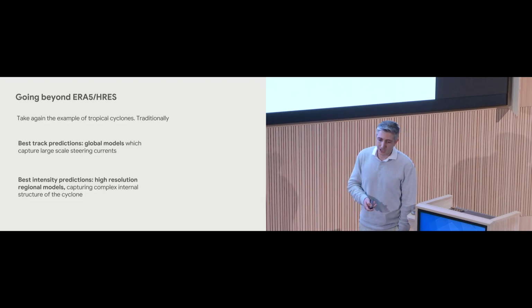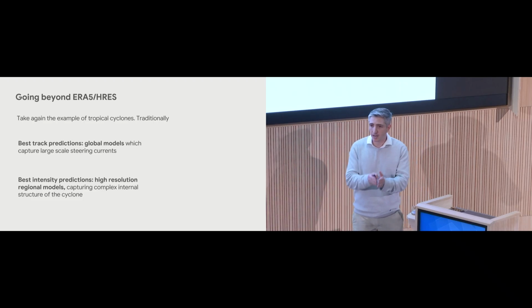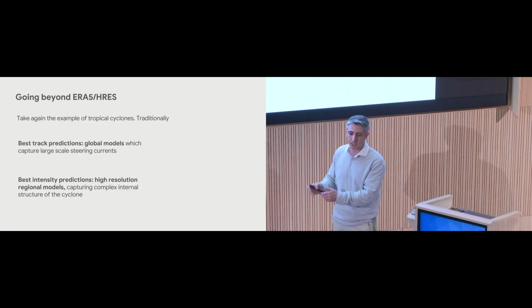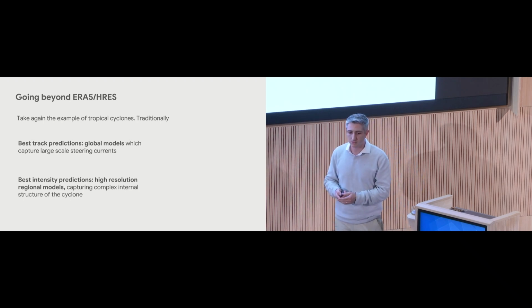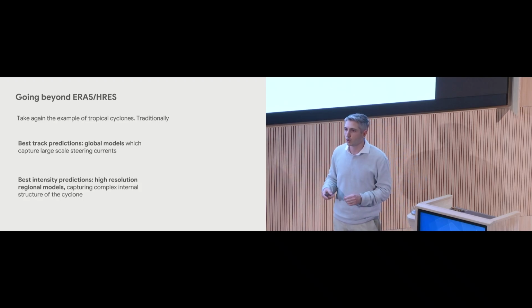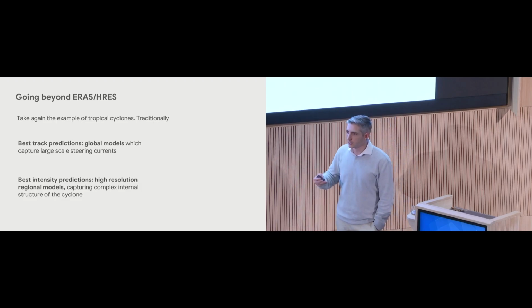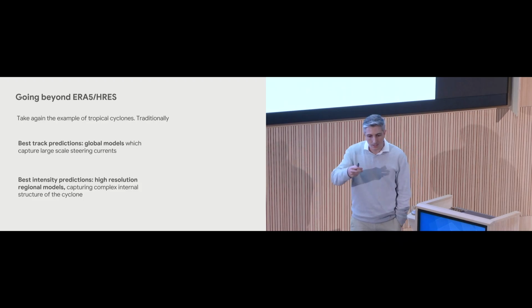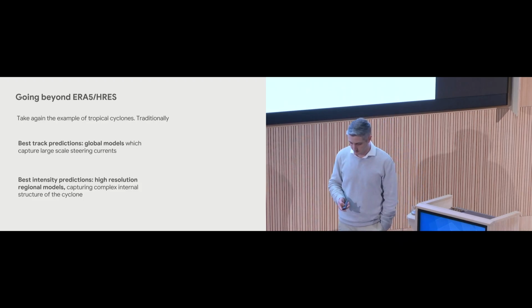So traditionally, the model that produces the best predictions of the track of a cyclone is not the same model that gives the best prediction of its intensity. The best track predictions tend to come from global medium-range models. These are models which have a full field of view. They capture the kind of large-scale global steering currents that determine the track of a cyclone. But the best intensity predictions tend to come from regional models, which are run at much higher resolution and capture the kind of complex internal structure of a cyclone that determines its intensity.